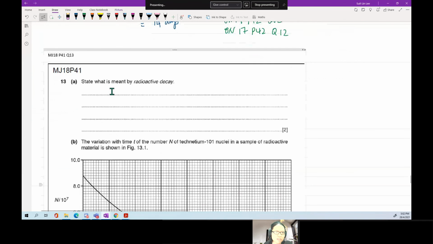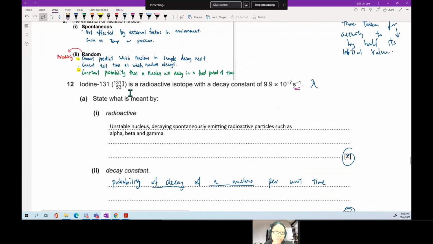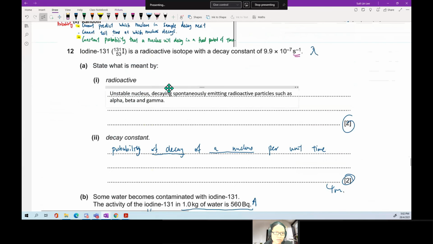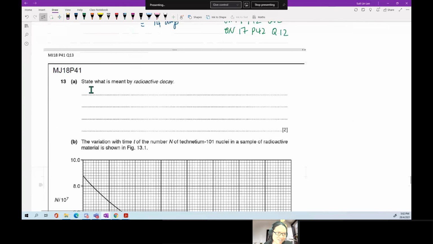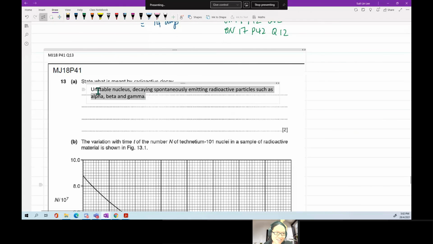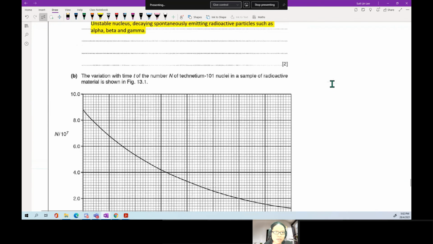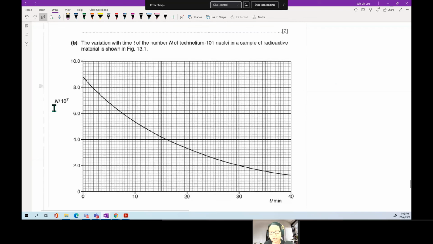State what is meant by radioactive decay. State already is here. How nice. Okay, so unstable nucleus decaying spontaneously, emitting radioactive particles such as alpha, beta, gamma. All right, here we have the number. Okay, means this one N-t can. N and T, A and T, same shape, different values on the y-axis, but same shape.